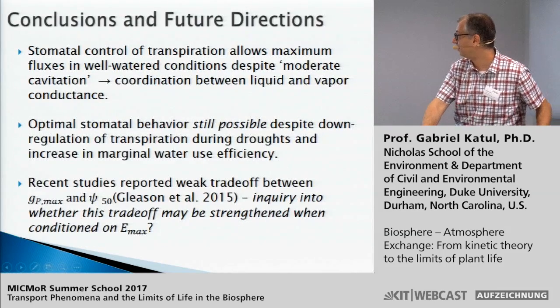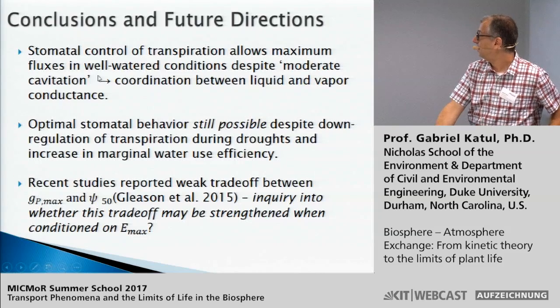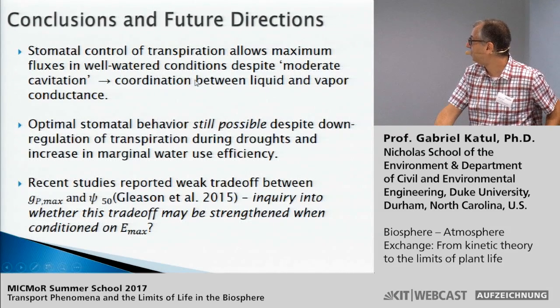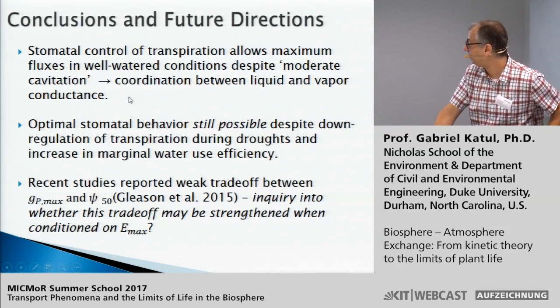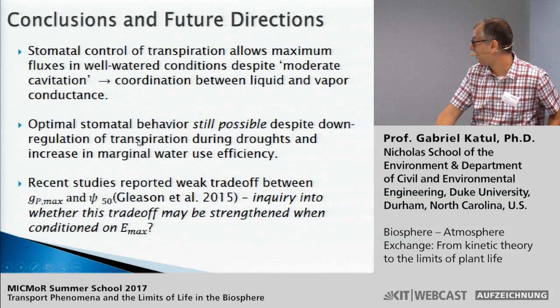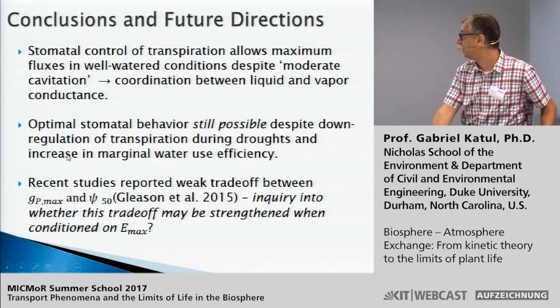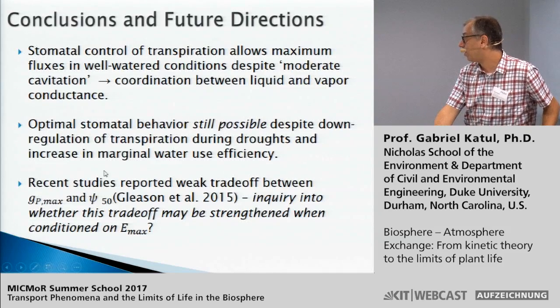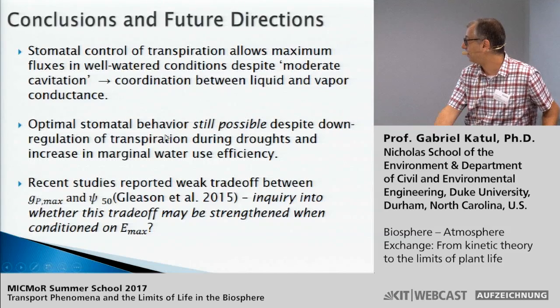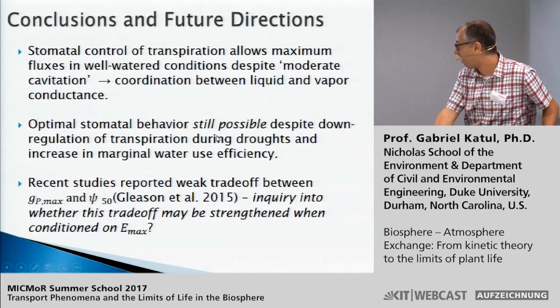Okay, so now I will conclude. We have shown that the stomatal control of transpiration allows maximum fluxes in well-watered conditions despite moderate cavitation. So this is basically suggestive that there is some coordination between the liquid and vapor conductances. We have also shown that optimal stomatal behavior is still possible despite downregulation of transpiration during droughts. And that is coming at the expense of a marginal water use efficiency increase. So the price of water becomes higher, but it doesn't affect the general solution of the optimality arguments.